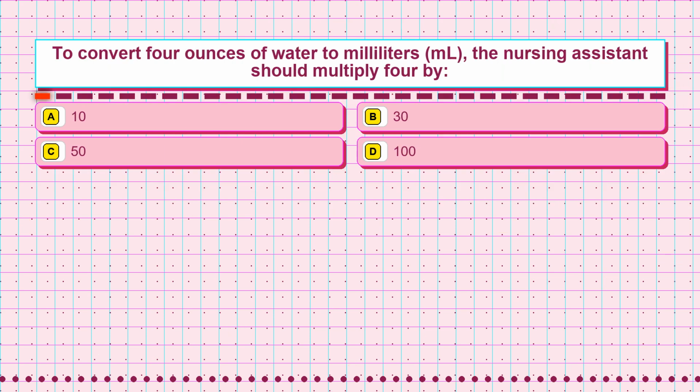Question 96. To convert 4 ounces of water to milliliters, ml, the nursing assistant should multiply 4 by: Option A, 10. Option B, 30. Option C, 50. Option D, 100.